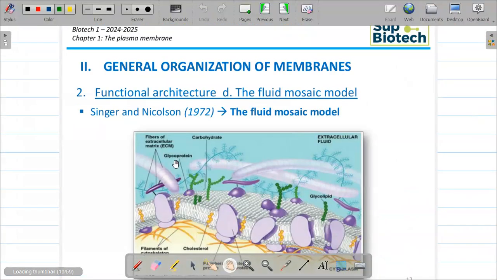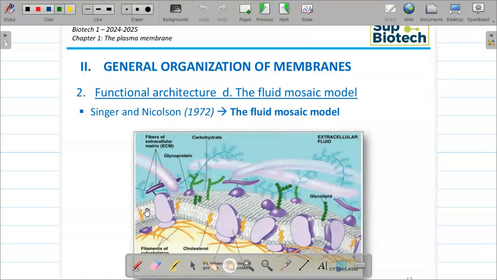So this is a model which was proposed by Singer and Nicholson in the year 1972. I think that may be the date of birth of your uncle or aunt, someone in your family, right? In the year 1972, a lot of models were there. But there was a model by two different scientists. One is Jonathan Singer, and the second is Garth Nicholson. So it's called Singer and Nicholson.